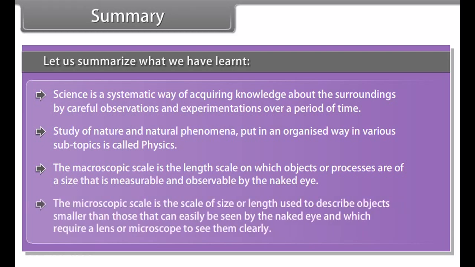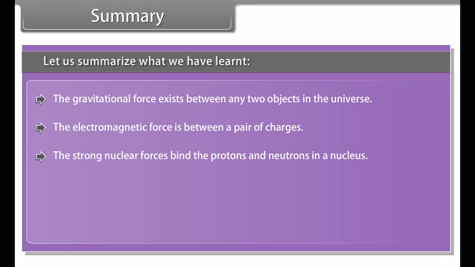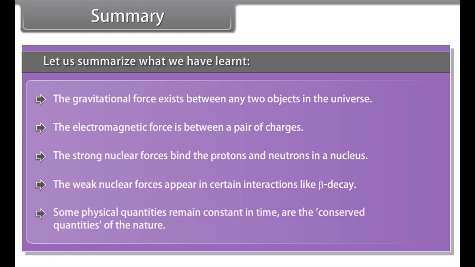The microscopic scale is the scale of size or length used to describe objects smaller than those that can easily be seen by the naked eye and which require a lens or microscope to see them clearly. The gravitational force exists between any two objects in the universe. The electromagnetic force is between a pair of charges. The strong nuclear forces bind the protons and neutrons in a nucleus. The weak nuclear forces appear in certain interactions like beta decay. Some physical quantities remain constant in time, and are the conserved quantities of nature.